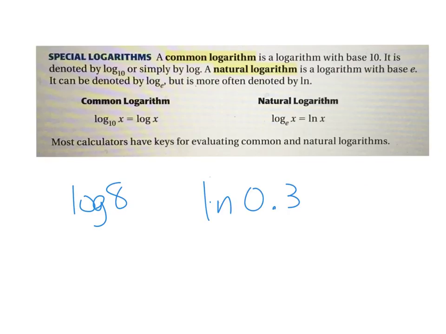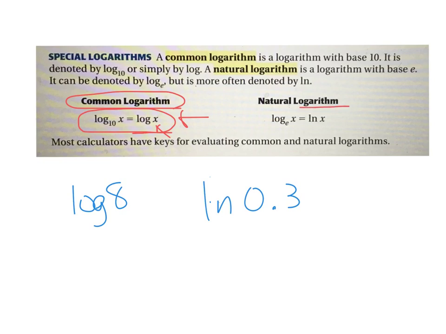Special logs. One's called a common log. A common log is base 10. Your calculator does base 10. You're going to see base 10, but they won't write the base 10 very often. They'll just write log x. If you just see log without a base, that means it's base 10 automatically.